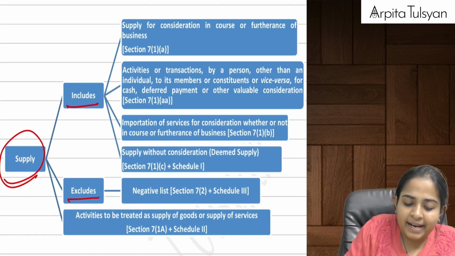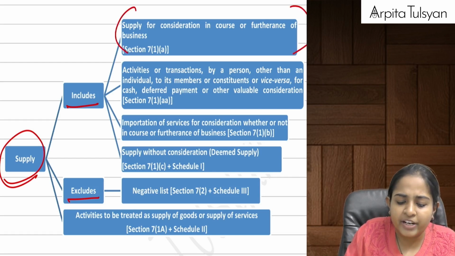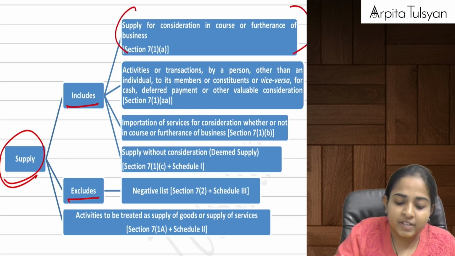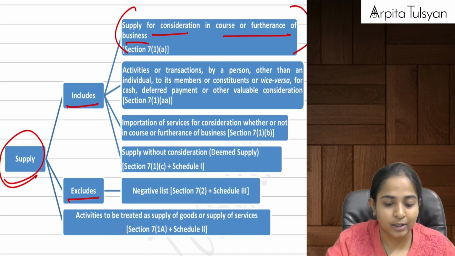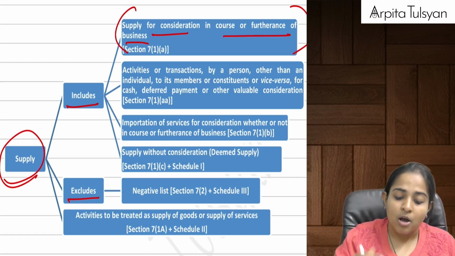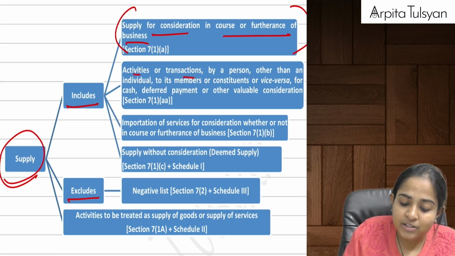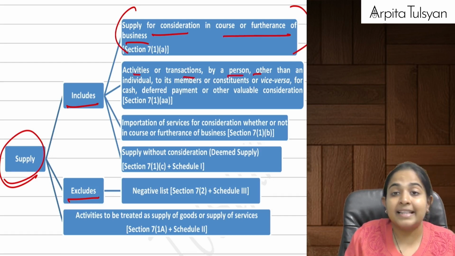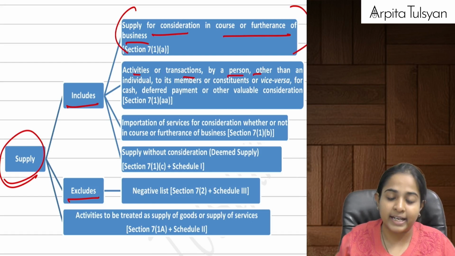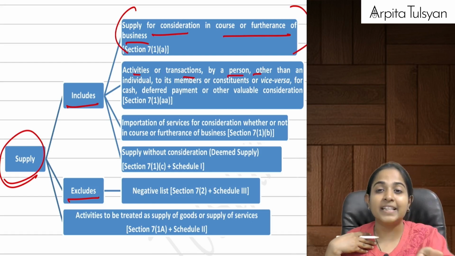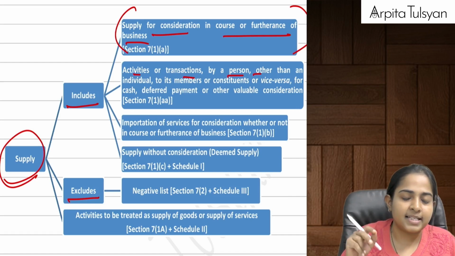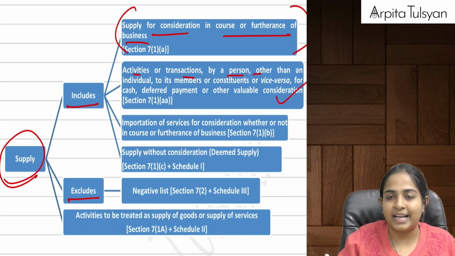First of all, supply includes normal. This was your by default definition: supply of any goods or services for consideration done in the course or furtherance of business. That was included in section number 7.1a. Then next one, activities or transactions by a person, remember joint venture, housing society. So activities or transactions done by any entity with its members, those two were considered as separate persons, therefore even that will be considered as a supply.